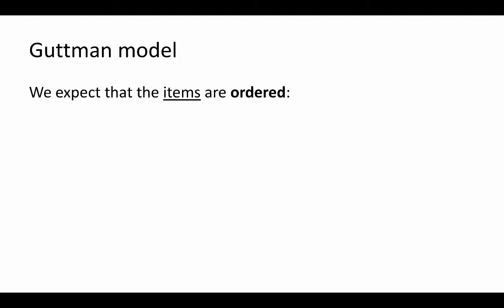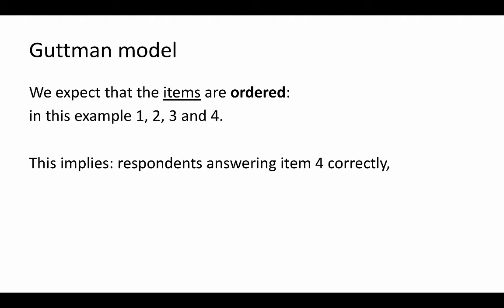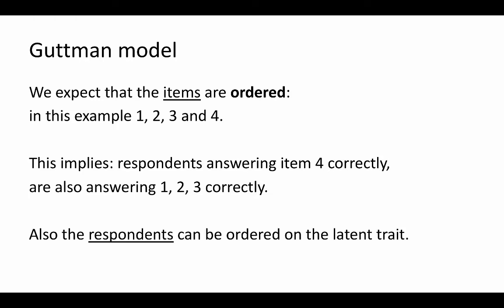In the Guttman model, we expect that items are ordered like this. So in this example, the order is 1, 2, 3, and 4. We expect that 1 is simpler than 2, is simpler than 3, is simpler than 4. And this implies that answering item 4 correctly, you also answer 1, 2, and 3 correctly.